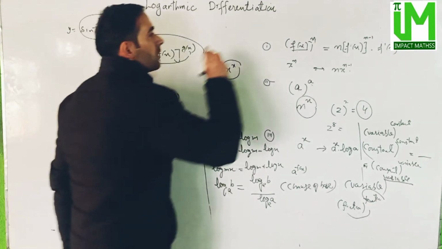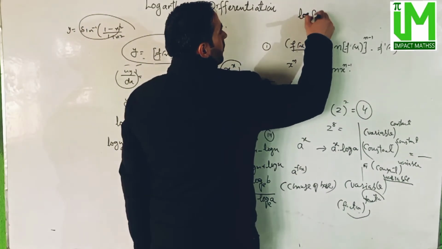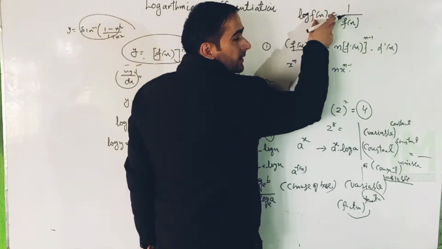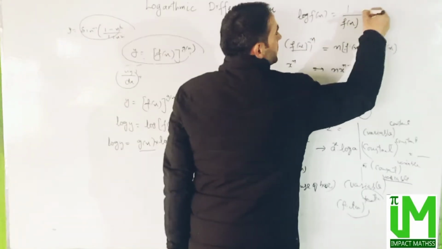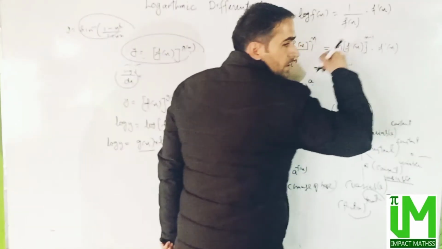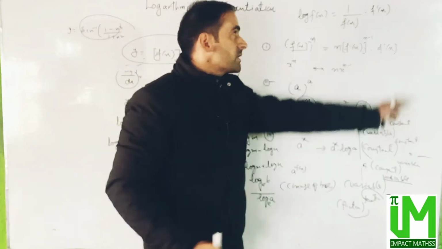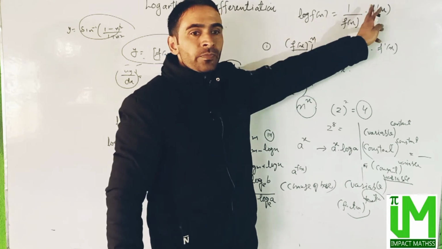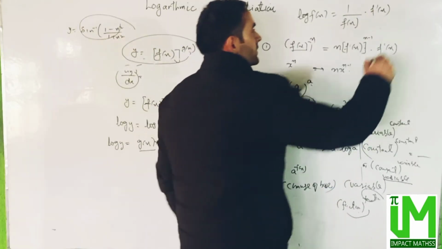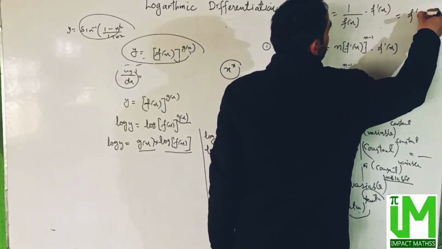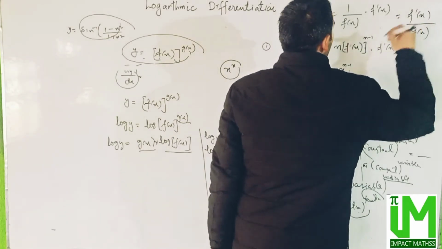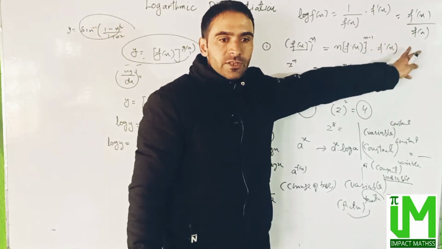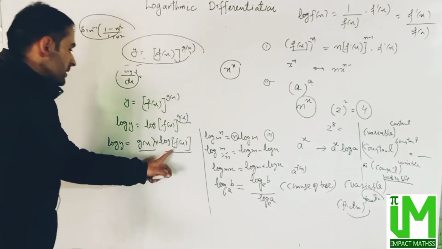And what is the differentiation of log of f of x? It will be 1 divided by f of x. But f of x is an internal function, so we multiply by its derivative, f dash of x. So the derivative of log of f of x is f dash of x divided by f of x.